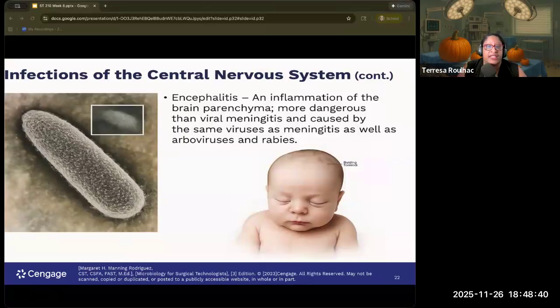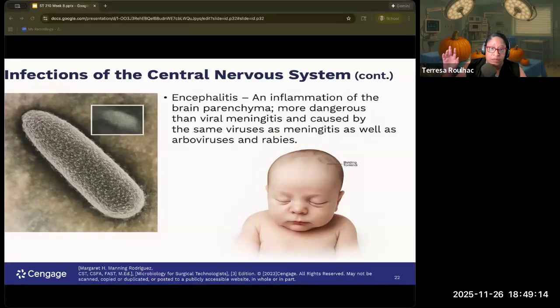Now, with encephalitis, we're talking about inflammation of the brain. It's more dangerous than meningitis, believe it or not, and it can cause serious neurological problems or death. Now, this is often caused by viruses like herpes simplex or enteroviruses. But others could be a retrovirus, which is spread by mosquitoes and ticks, and rabies, which is the lyssavirus from animal bites. And we're going to talk about rabies later.